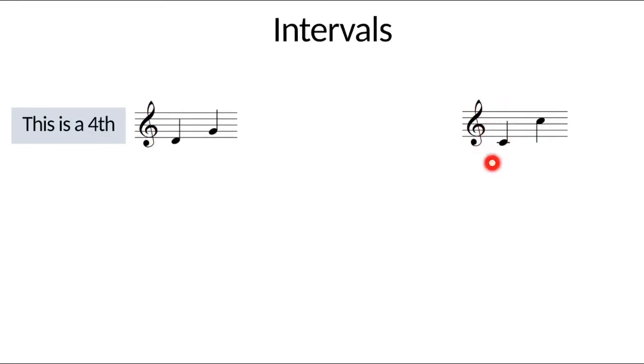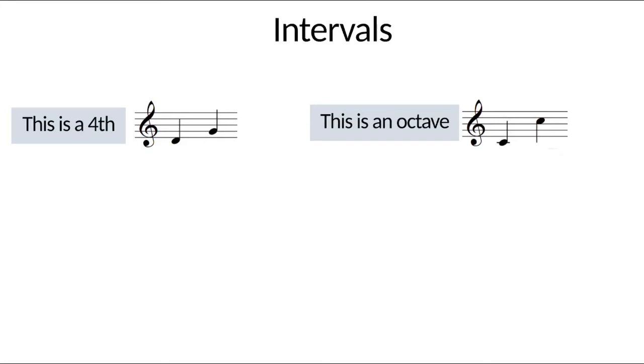What we call the C here, number 1. And then we count up until we get to this second C. So C's 1, D's 2, E's 3, F's 4, G's 5, A's 6, B's 7, and C is 8, or octave. Remember, there's 8 notes in an octave. So the interval between this note here and this note here is an octave.